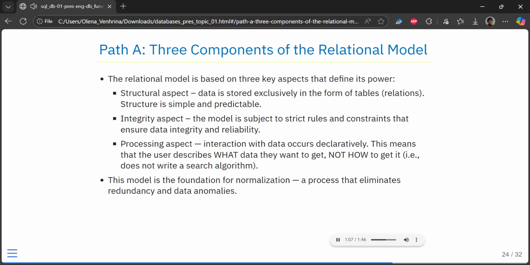Third, the processing aspect. And this is the genius of the model. Interaction with data happens declaratively, using the SQL language. What does this mean? It means you tell the database what you want, not how to do it. You simply declare, give me the surnames of all students in group CAN 101 with an average grade above 90. You do not write a loop, do not open files, do not iterate through records manually. The DBMS engine decides itself how to execute your query most efficiently. It is this model that is the foundation for normalization, a formal process that we intuitively performed when resolving flat file anomalies.